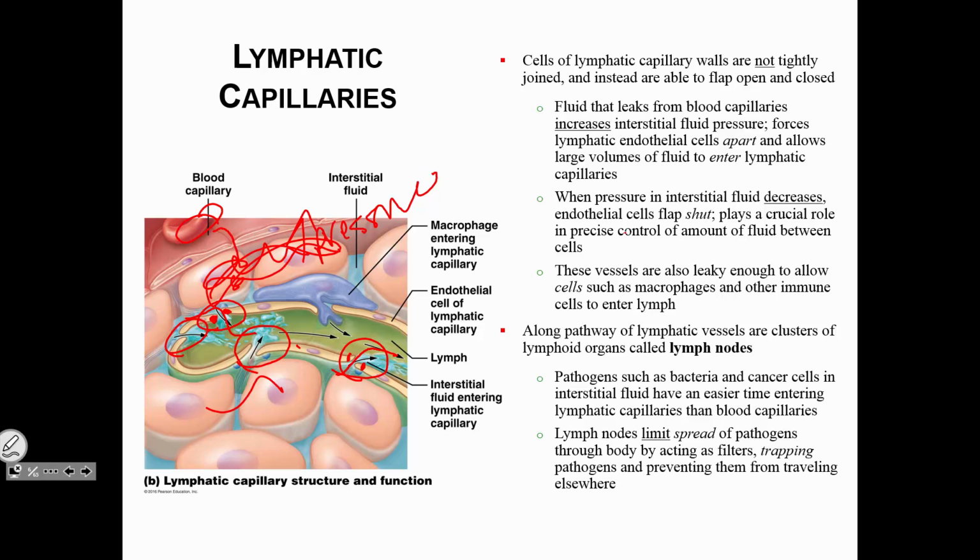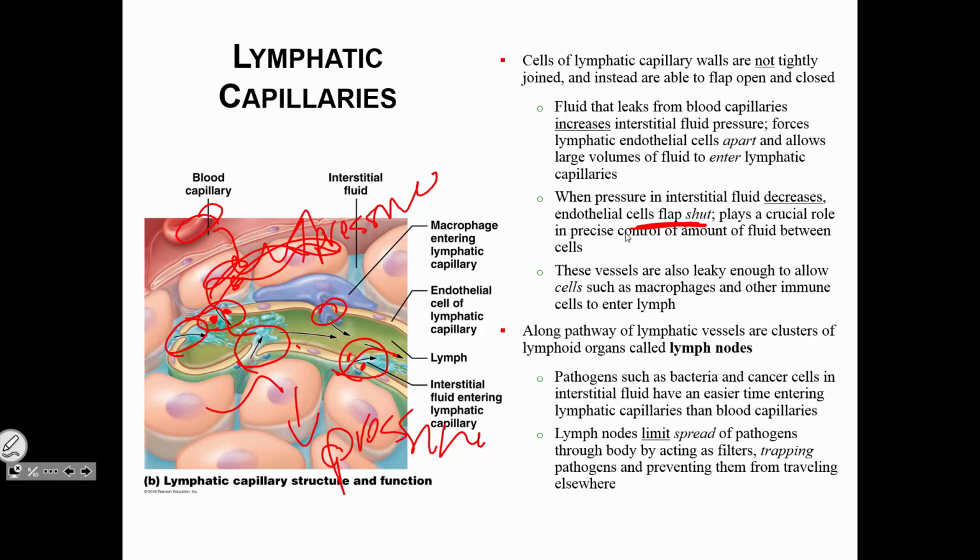Now, just the opposite. When the interstitial fluid decreases, then these are going to flap shut. There's not a picture of them closed. This picture is actually all of them open, but if the pressure decreases out here, that's going to force the cells to flap shut. And that is how they play a really big role in controlling how much fluid is between the cells.